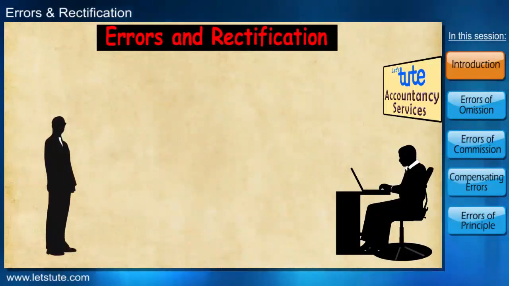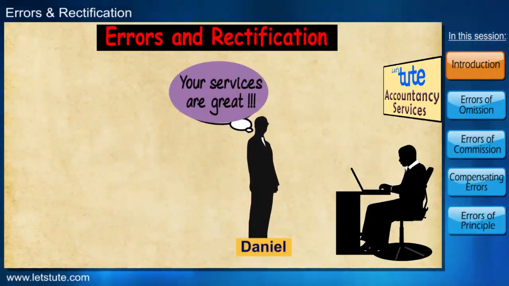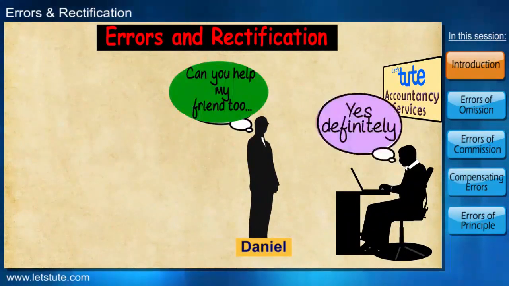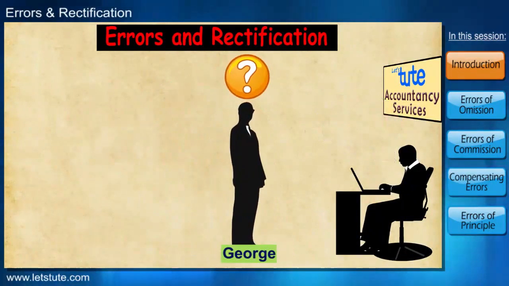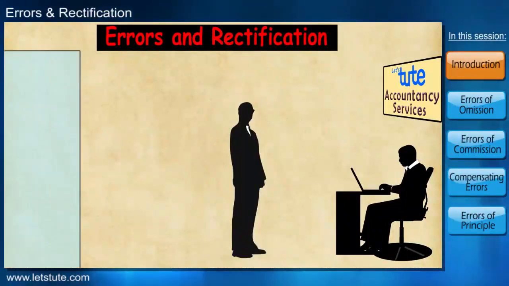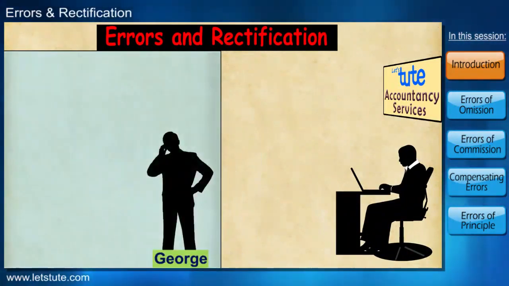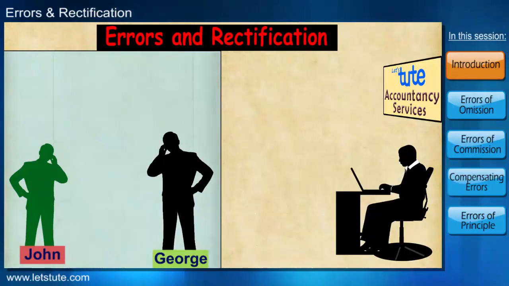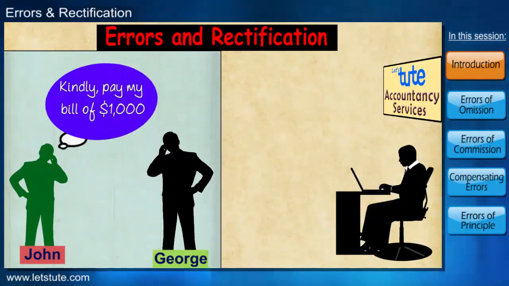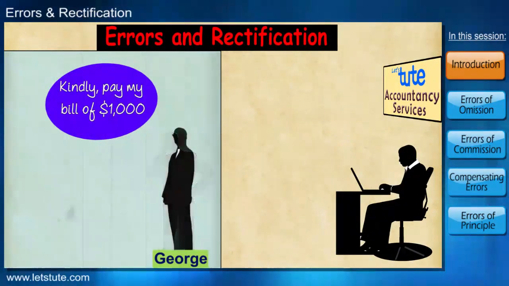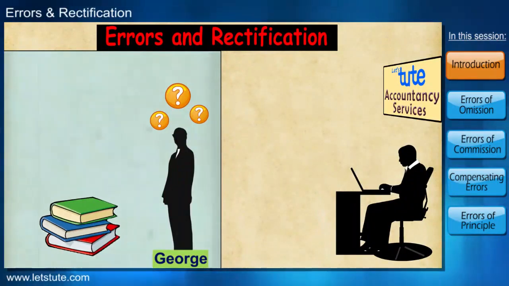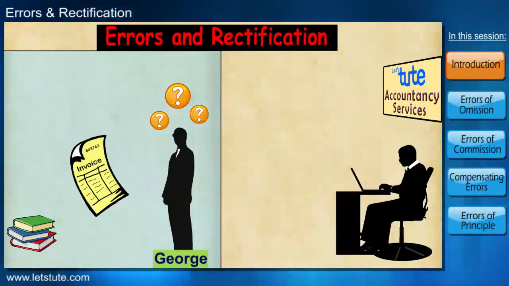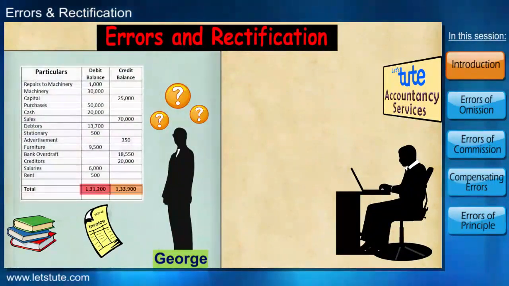Meanwhile, Daniel, being satisfied with our services, introduced us to his friend Mr. George. This client came to us very worried. Let's see what happened with him. He received a call from one of his creditor, Mr. John, asking for his payment of 1,000. This purchase transaction did not show in any of his books, but he did find an invoice of this purchase in his source document. He even noticed that his trial balance did not tally.